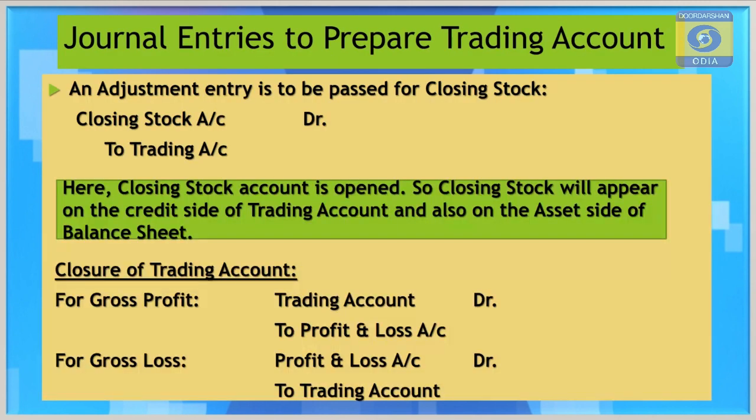Now let me talk about closing stock. So we have to pass an adjustment entry for closing stock, because closing stock is also another item that would be dealt with in the trading account. Now, the adjustment entry that we pass for closing stock is closing stock account debited to trading account.